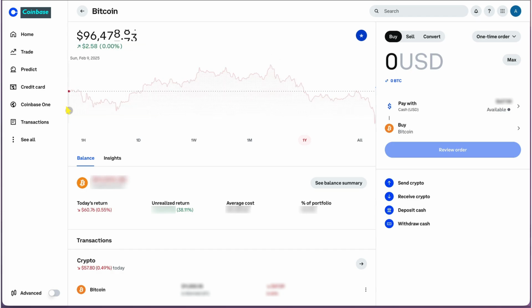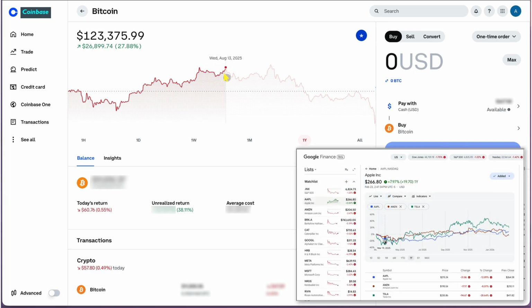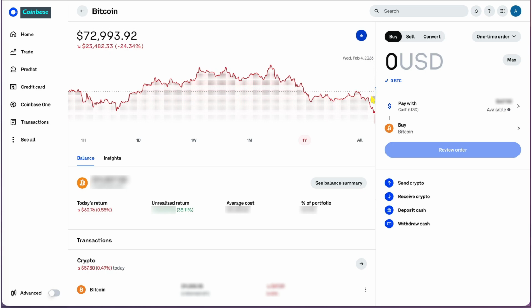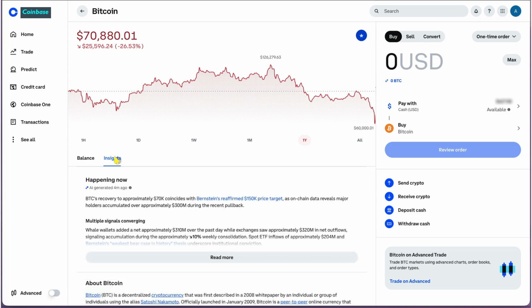If you select the 1-year view and move your cursor along the price line, you can see the prices on each day during the year's peaks and valleys. When you compare this to large or even mid-sized stocks, crypto is much more volatile. That means the price moves up and down much more sharply than regular stocks. It's considered more risky.